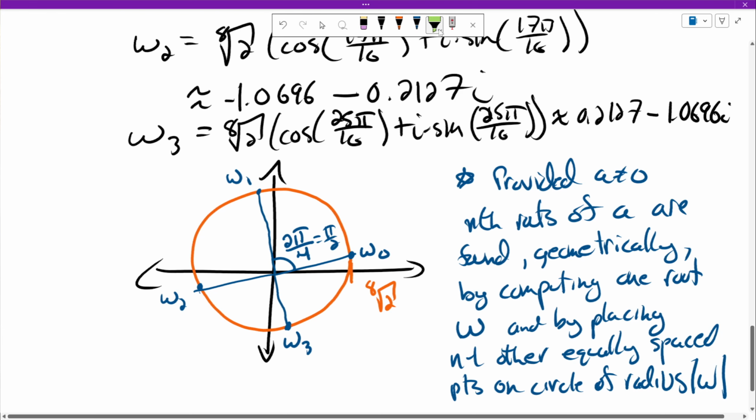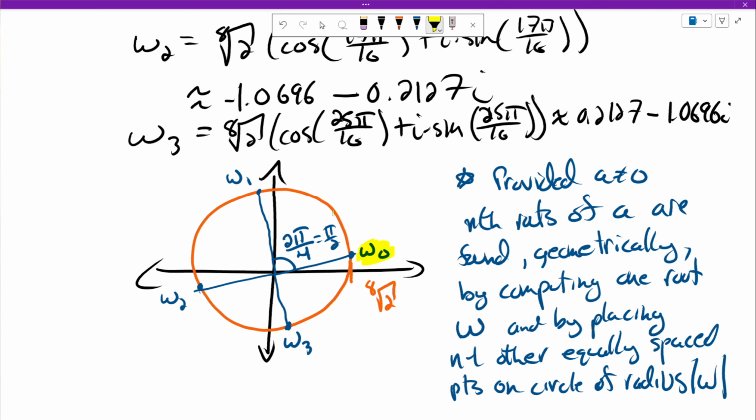So here's our one root that we found, and then we place the others so that we have n equally spaced points. And just to be clear here, these will all make an angle of 2 pi over n with each other when you go from one point to the next point. So it's a very pleasing geometric description of what the roots are. You find one of them and you just move around that circle in steps of size 2 pi over n.